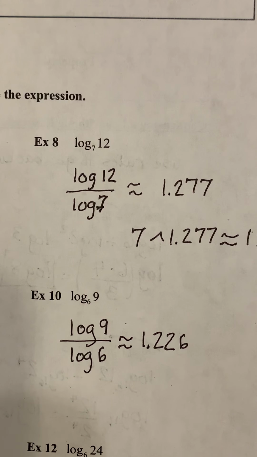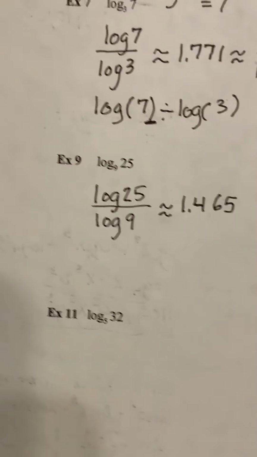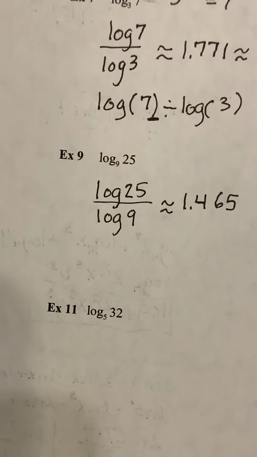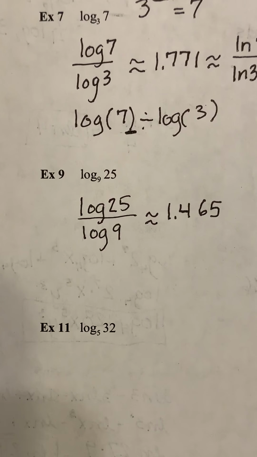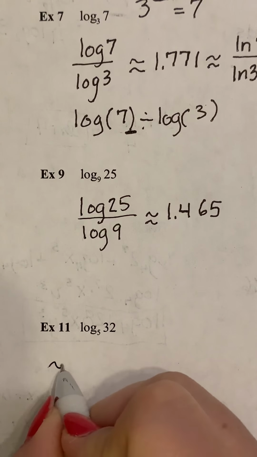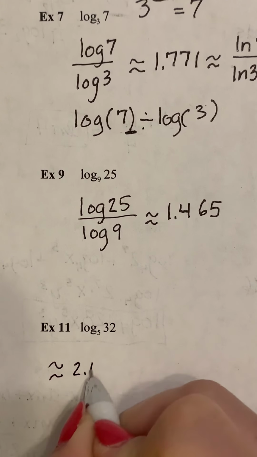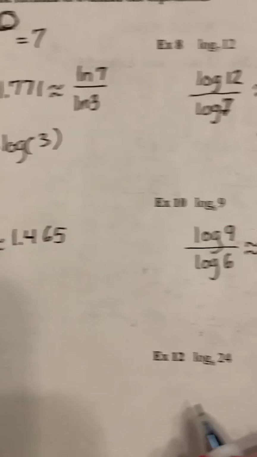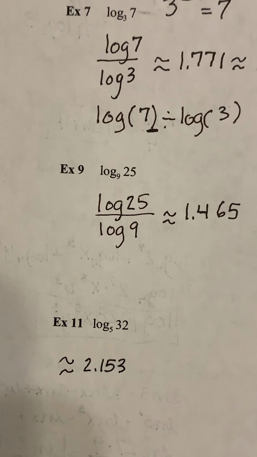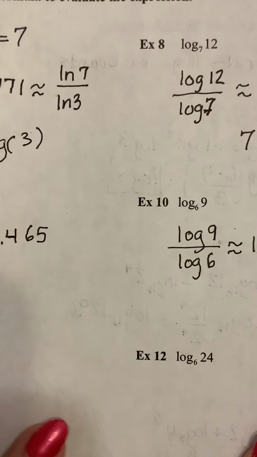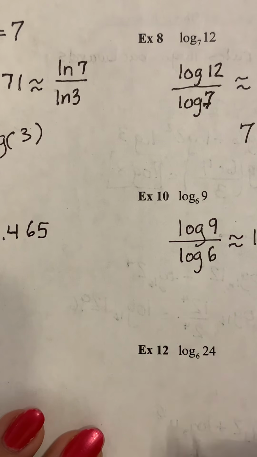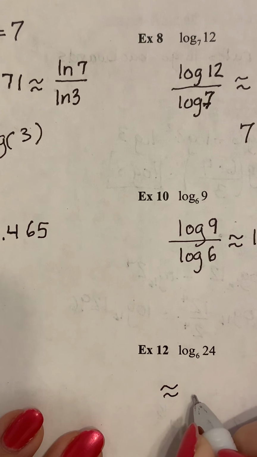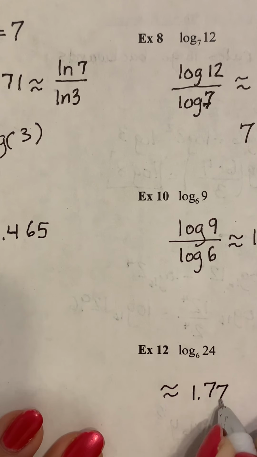I think you've probably caught on by now, so I'm just going to give you the answers to the last two. The answer to number 11 is approximately 2.153. And then the answer to number 12 is approximately 1.774.